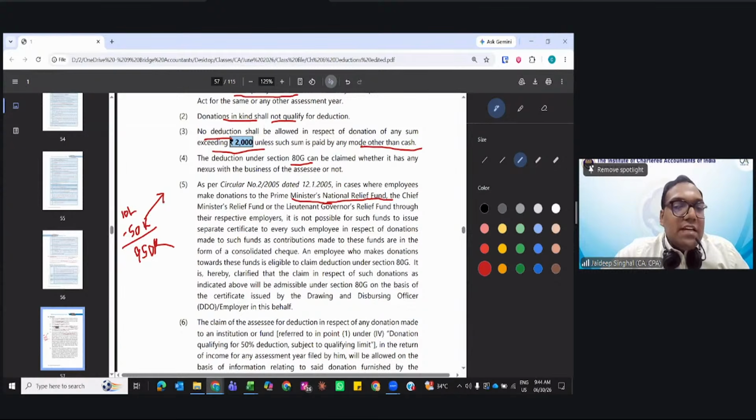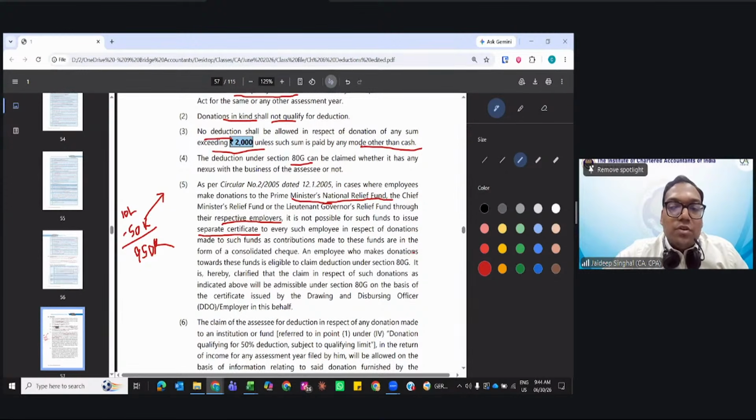Now for this, they say the government is not going to issue any separate certificate. Whatever the employer is certifying, we will deem it as correct. As per circular dated 12/1/2005, in cases where an employee makes a donation to the Prime Minister Relief Fund, the Chief Minister Relief Fund or Lieutenant Governor Relief Fund through their respective employers, it is not possible for such funds to issue a separate certificate to each employee, as contributions made to these funds are in the form of a consolidated check.